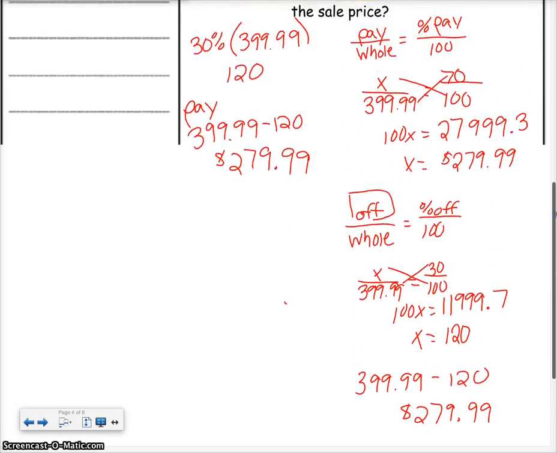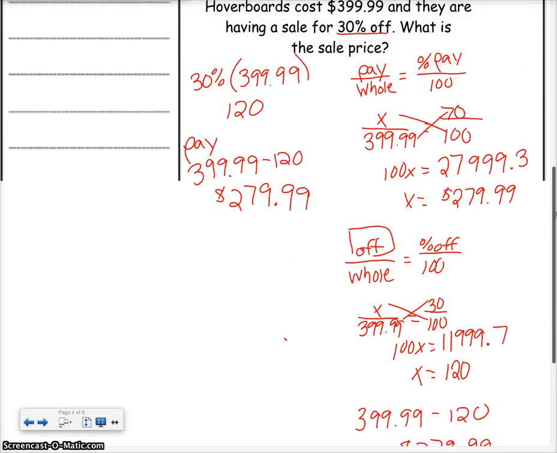Method number 1, percent times amount and subtract. Method number 2, proportions. You can do what you pay is to whole as percent pay is to whole.